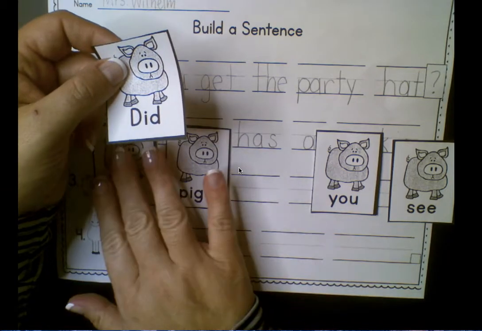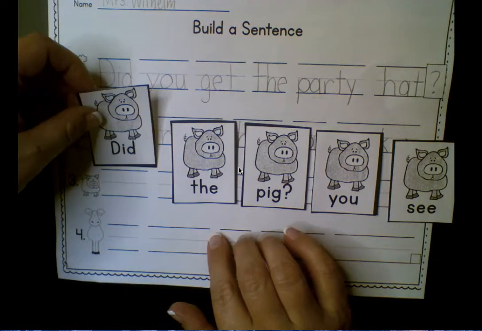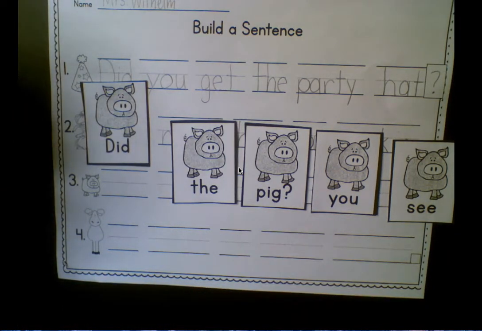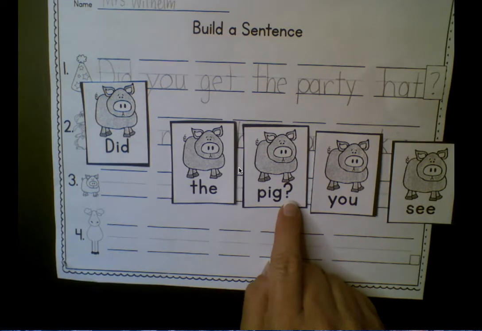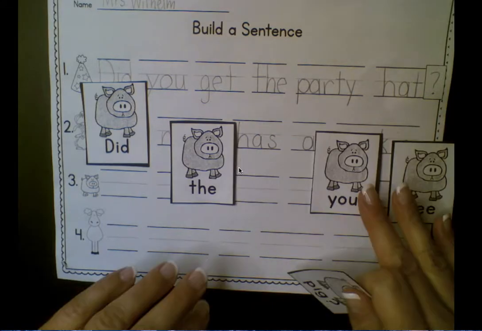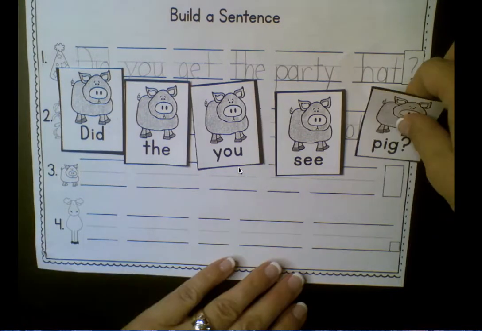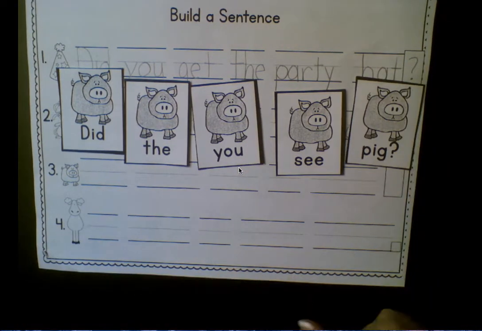If you said did, you are correct. So I'm going to slide those down. Did, and then I know my last word of the sentence because it has an end mark of some sort. Do you see a period, an exclamation mark, or a question mark? I see a question mark right here, so that tells me that's the end of my sentence. So that's going to be my last word.